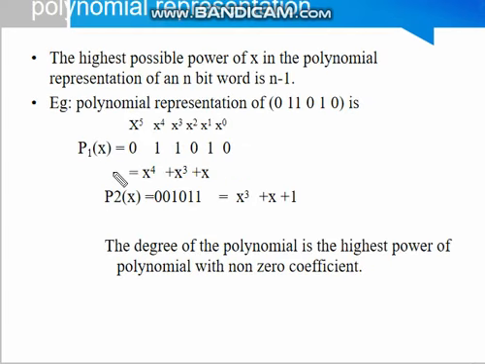So here, let me take an example. P1(x) is equal to 0, 1, 1, 0, 1, 0. How to represent this code in the polynomial form?